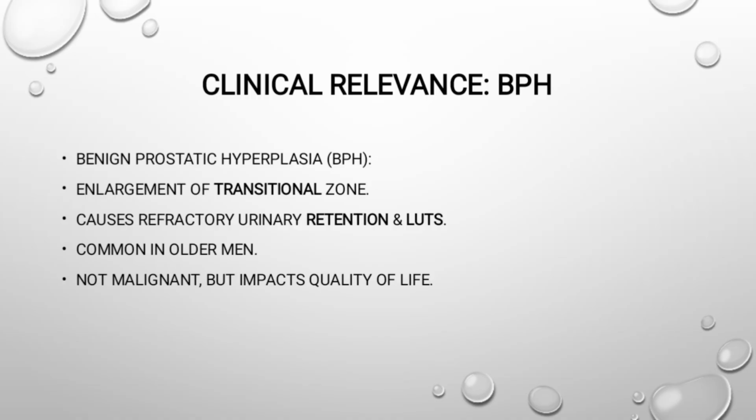Clinical relevance. Points of clinical relevance include benign prostatic hyperplasia, which is a benign enlargement of the prostate gland. There is usually enlargement of the transitional zone of the prostate. As the prostate enlarges, it compresses the urethra and causes urinary retention and lower urinary tract symptoms like weak urinary stream, hesitancy and incomplete emptying. While not cancerous, it is very common in older men and can significantly affect quality of life.